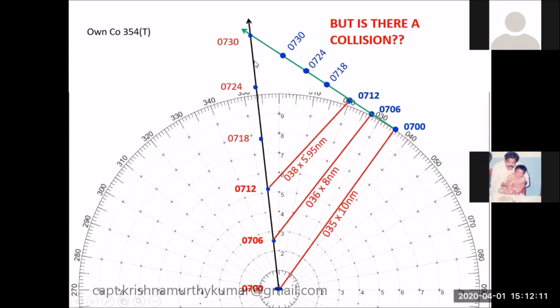You can make out at 0727, I am here, he is here. This will be the distance between us. But what is the closest distance and at what bearing? Whether it's occurring on your port bow, 30 degrees, or right ahead, or on your port beam, where the CPA, closest point of approach, is occurring, it is difficult to find out in a true plot.